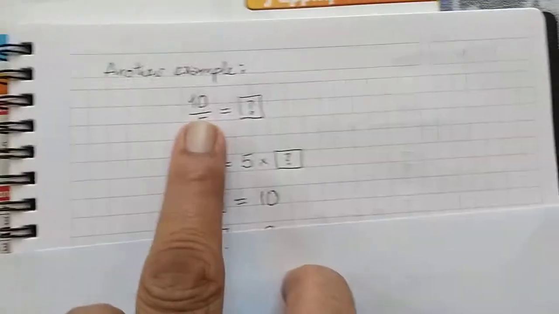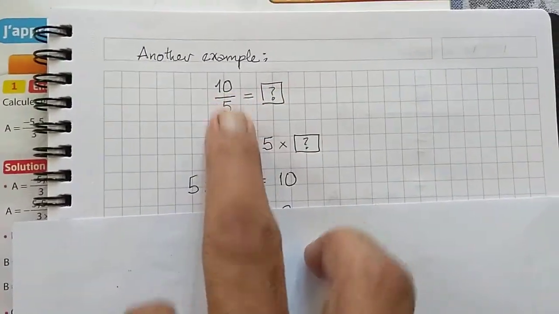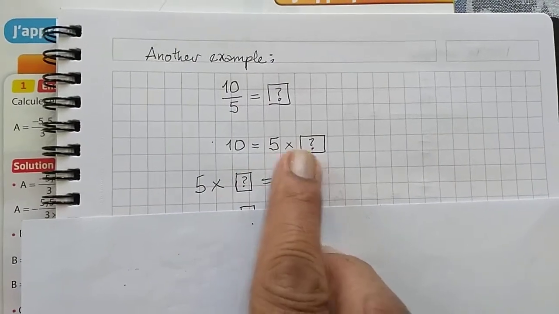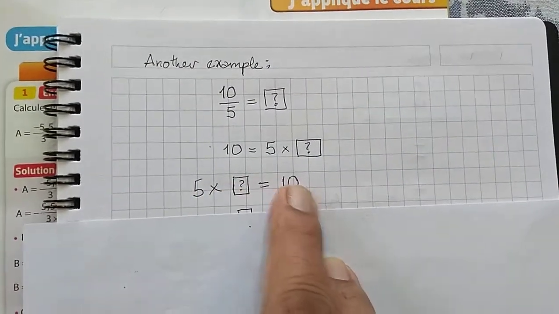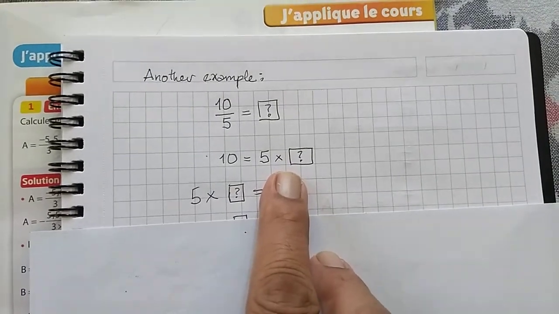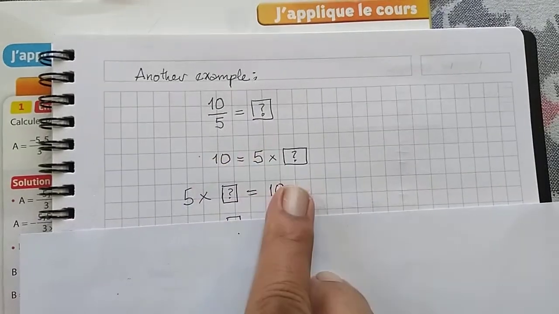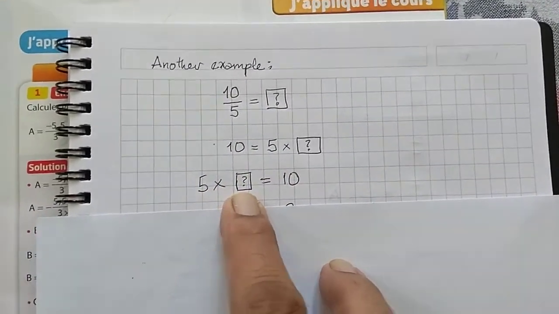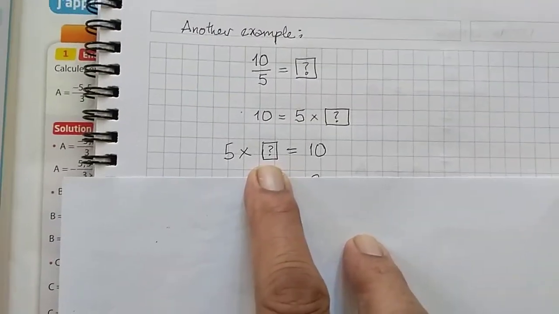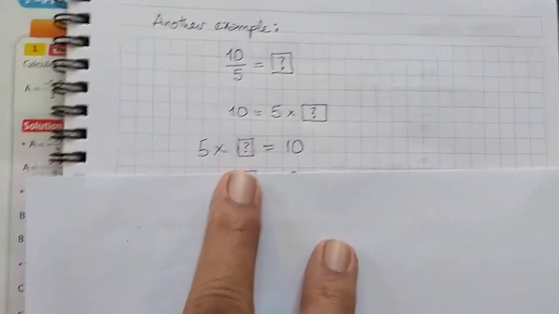What did I change? From here to here you understood. I'm taking 5 on that side. So 10 is equal to 5 into box. Here what did I do? 5 into box is equal to 10. I just changed the members of the equation. I put this on the left side, put 10 on the right side. Why did I do that? Because it's a convention to put the unknown on the left always. I've mentioned that before.